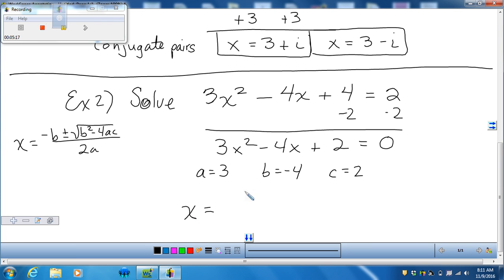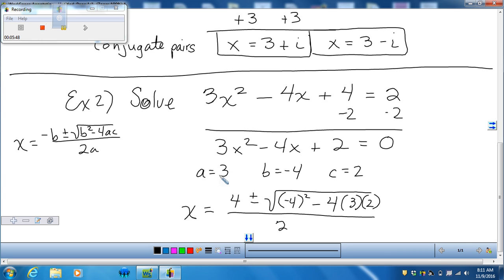So the opposite of B is a positive 4, plus or minus the square root of b squared. So we're going to take -4 and square it. Now remember, when you square this, you're squaring the negative as well, so this is going to come out to be positive. Minus 4 times A, which is 3, times C, which is 2, all divided by 2 times A, which is 3. So now we're going to multiply.